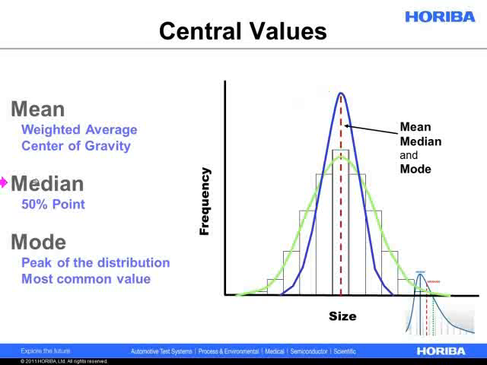The median is the 50% point. 50% of your particles at that size are going to be smaller, 50% are going to be larger. And the mean actually has many, many definitions, which we'll get into in just a second. You can think of it as a weighted average or the center of gravity. If you were to put the distribution and try and balance it on your finger, you'd have to find the mean, and that's where you'd be able to balance it.